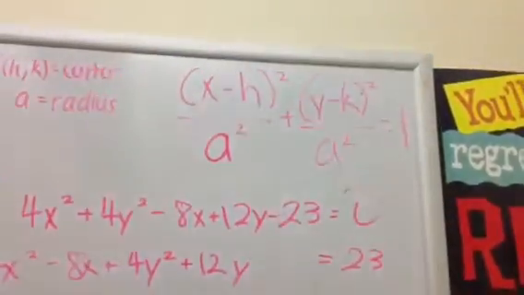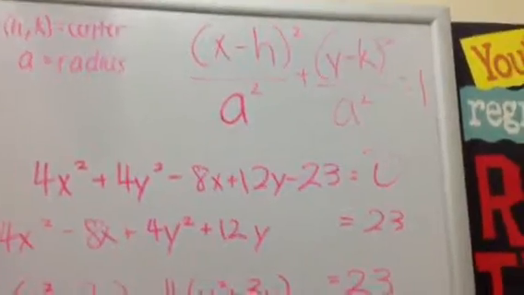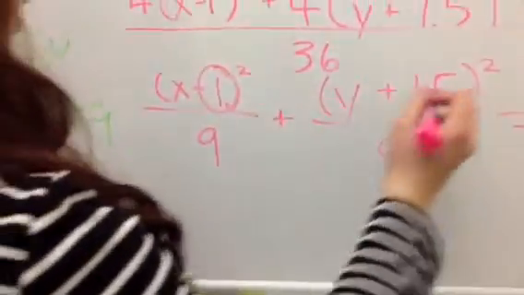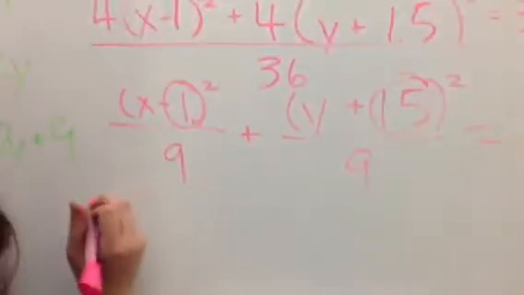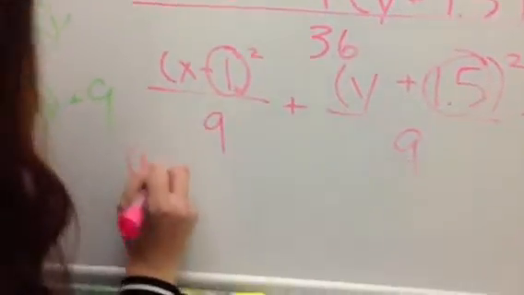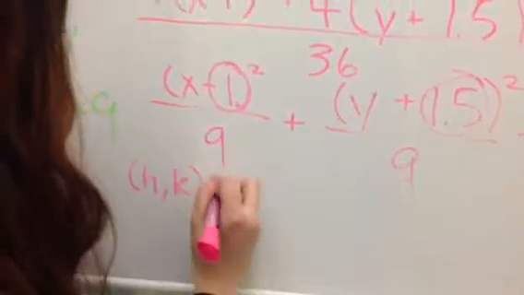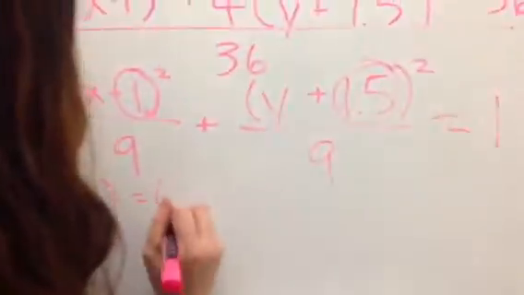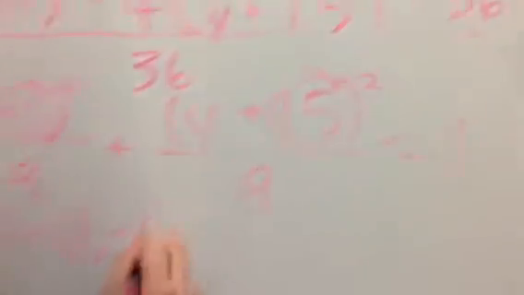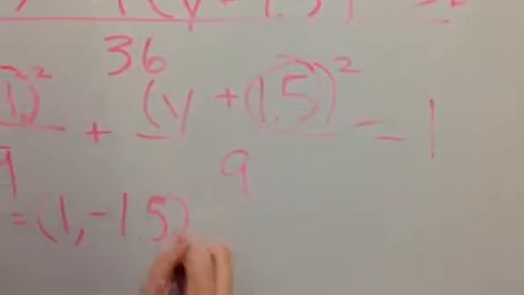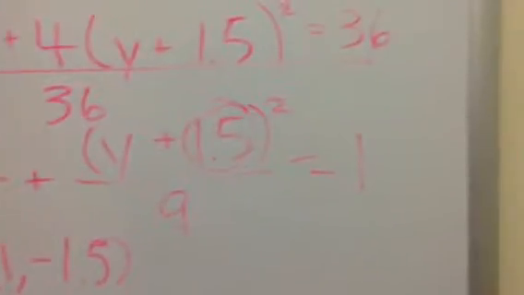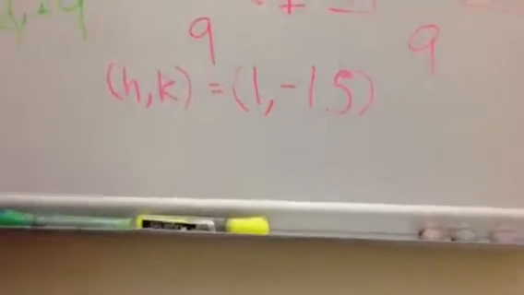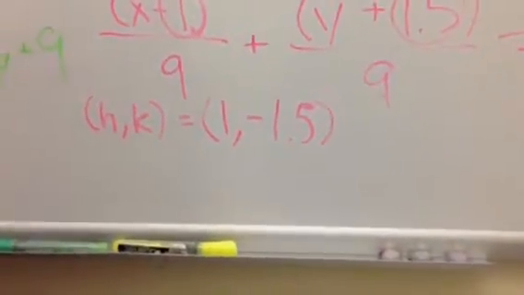Now we have got this into our form, so h and k. H in this case is 1, not negative 1. Another way to think of it is what makes the thing equal to 0. So 1 minus 1 is 0. And then the k in this case would be negative 1.5, because it'd be y minus negative 1.5 in order to get y plus 1.5. So there you have it. Your center is 1, negative 1.5.